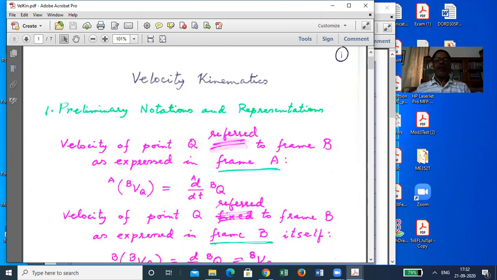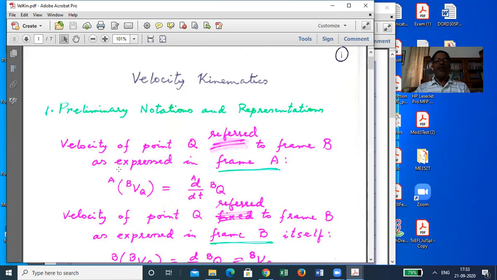The velocity of a point Q, which has some representation in frame B, represented by its position vector Q in frame B. And for getting the position vector in some other frame, you have to do some business behind it. But right now we are talking about this itself. Now, if its velocity is required in frame A, another frame, then some authors use this kind of notation, with this superscript A on the derivative sign itself, and the velocity as expressed in frame A is denoted like this.